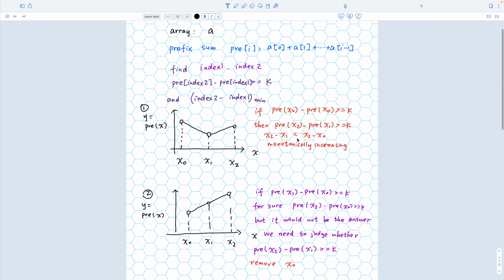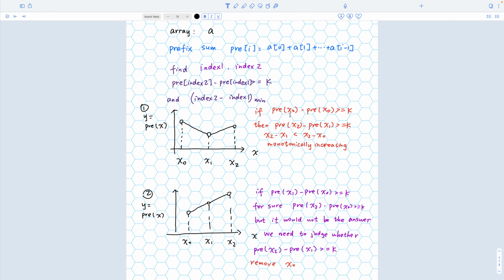Well, we will find that there are two rules here. The first is, if x0, x1, x2 are three indexes in the array A, and you can see the y-axis is actually the value in the prefix sum array. So this simply means prefix sum x0 is greater than prefix sum x1, and it is smaller than prefix sum x2. Well, if prefix sum x2 minus prefix sum x0 is greater or equal to k, which means it can be our potential result, right? It also means prefix sum x2 minus prefix sum x1 is greater or equal to k.